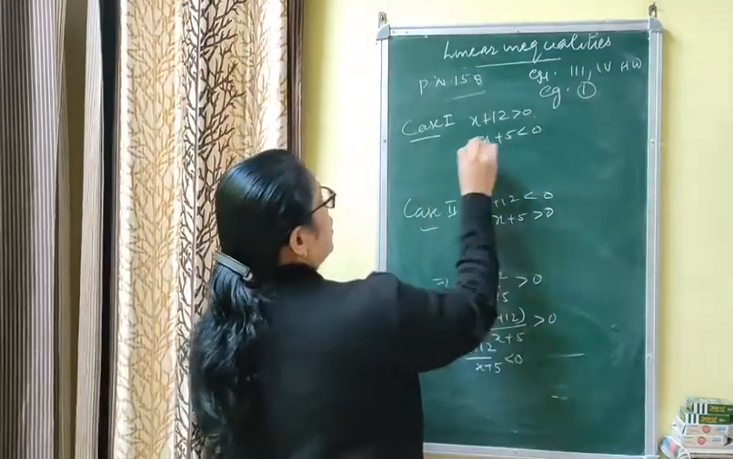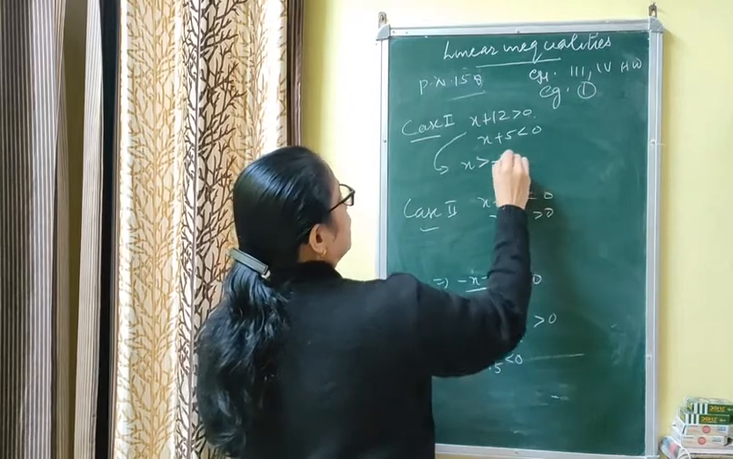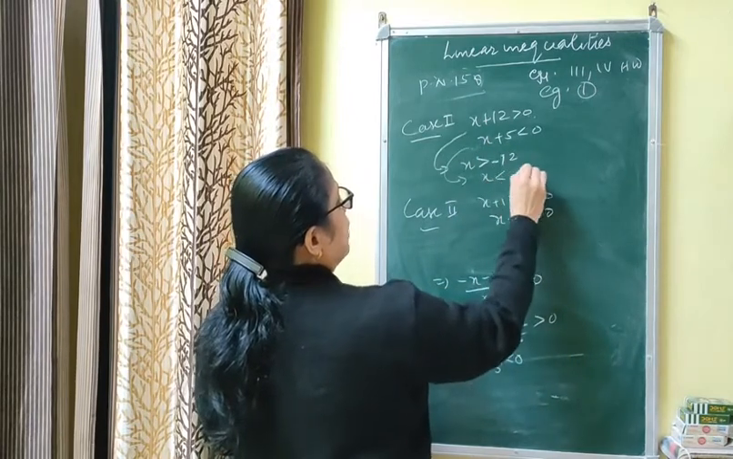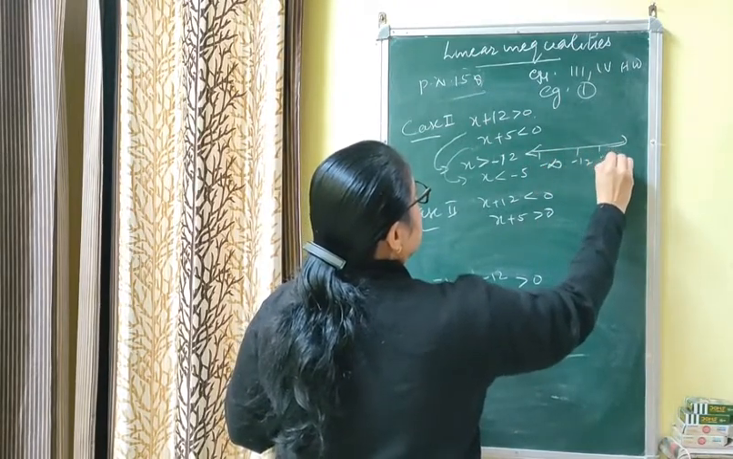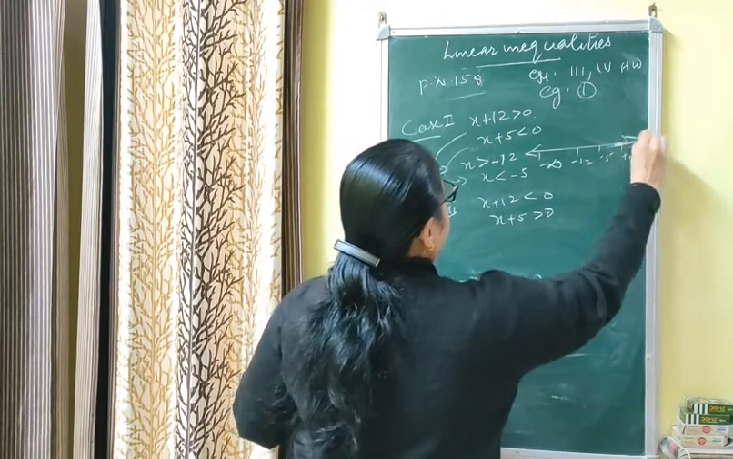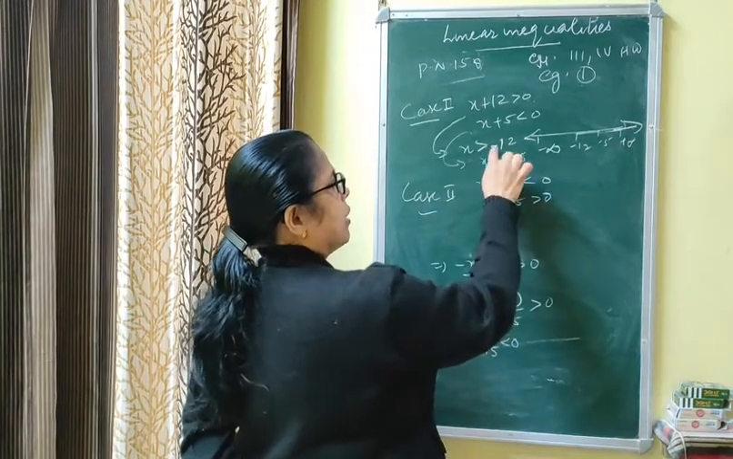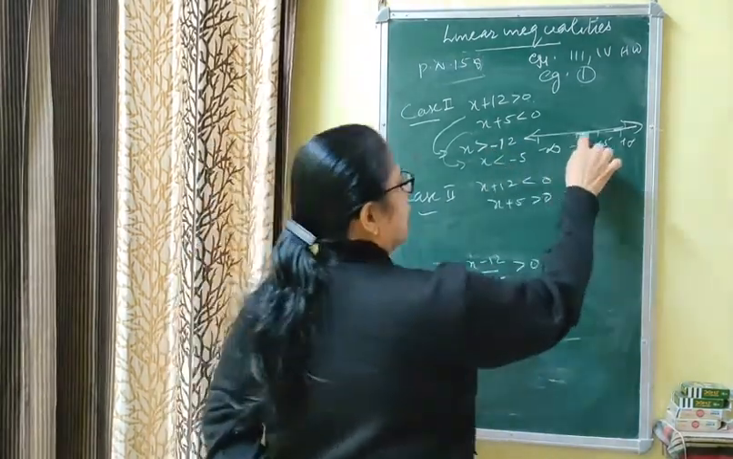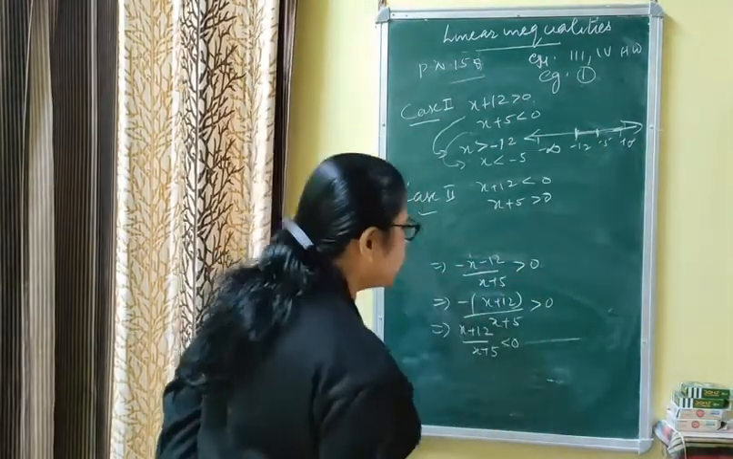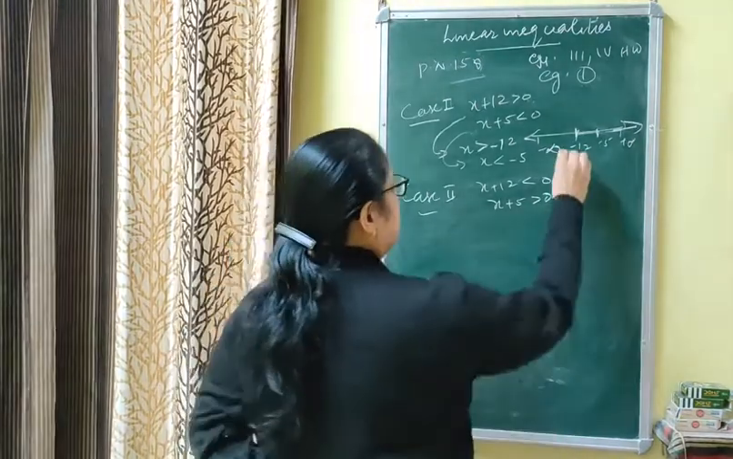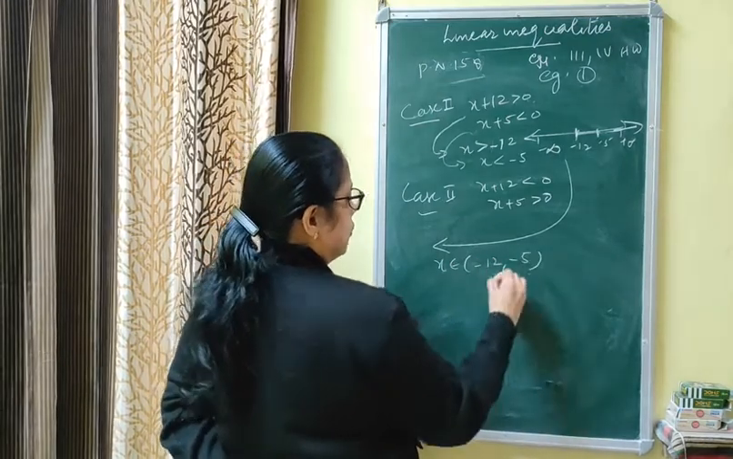That implies x plus 12 greater than or equal to 0 implies x greater than minus 12, and x plus 5 less than 0 means x less than minus 5. If you draw the number line, minus infinity, minus 12, minus 5, plus infinity, see, x greater than minus 12 and x less than minus 5 means greater than minus 12 and less than minus 5. This is the common region. In case 1, if you do it this way, you will not get any confusion. By case 1, x belongs to the open interval minus 12 to minus 5. This is the first case.